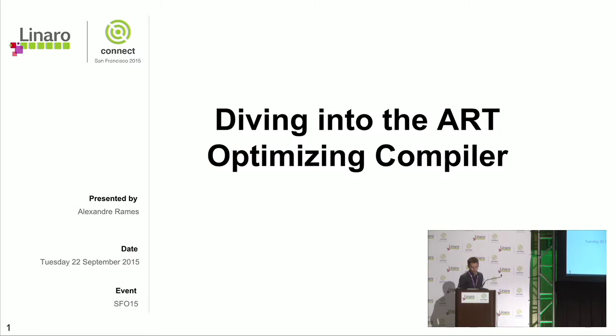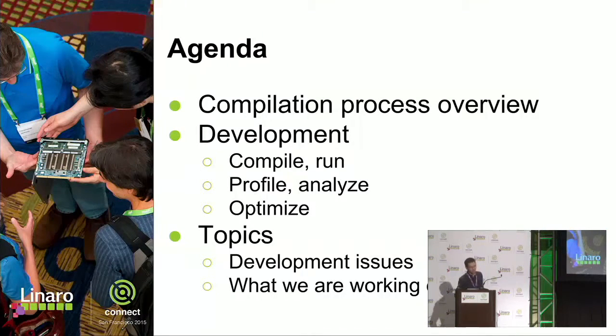So we're going to go through compilation and talk about more ARM-related issues. We're just going to quickly go over the compilation process overview for those who didn't attend the previous presentation. Then we'll look at the compiler from the point of view of a developer to see how we run some code, we analyze it, and how we optimize the compiler. And then we'll discuss some issues about the compiler and development.